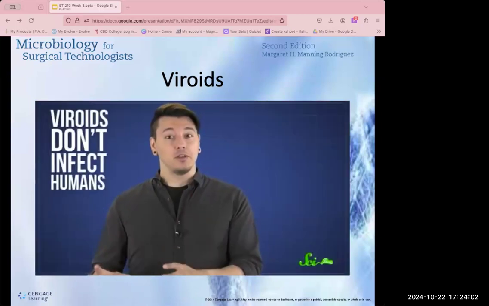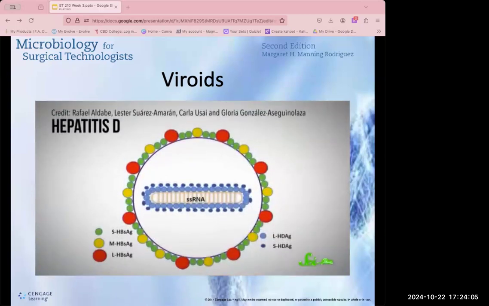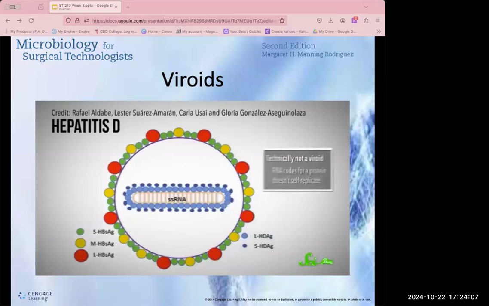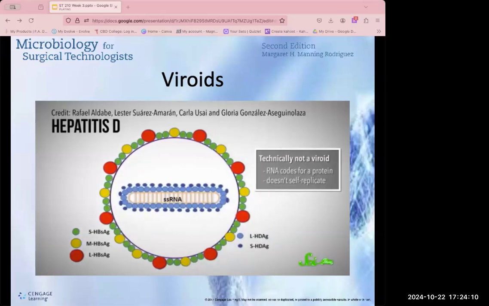Fortunately, viroids don't infect humans. The closest thing is hepatitis D, which looks an awful lot like a viroid, but technically isn't, since its RNA codes for a protein and it doesn't self-replicate.